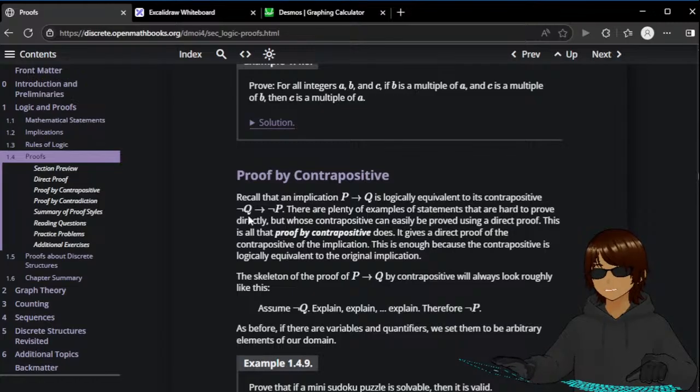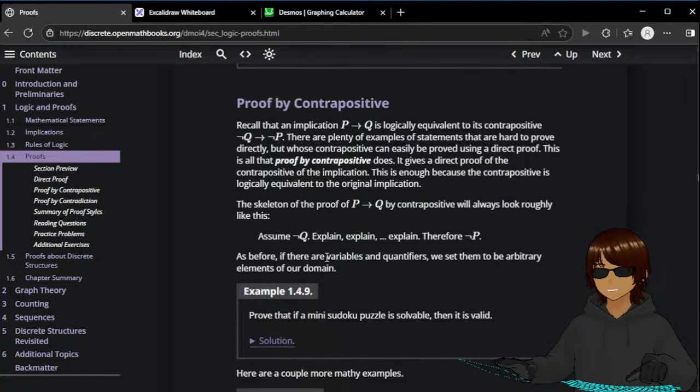Prove by contrapositive. Recall that an implication is logically equivalent to its contrapositive: not Q implies not P. There are plenty of examples of statements that are hard to prove directly, but whose contrapositive can easily be proved using a direct proof. This is all that proof by contrapositive does. It gives a direct proof of the contrapositive of the implication. This is enough because the contrapositive is logically equivalent to the original implication. Assume not Q, explain, explain, explain, therefore not P.